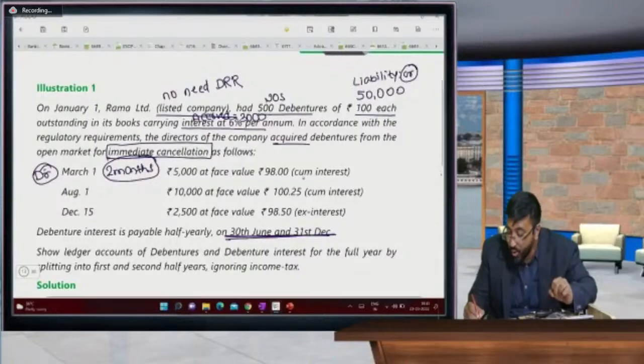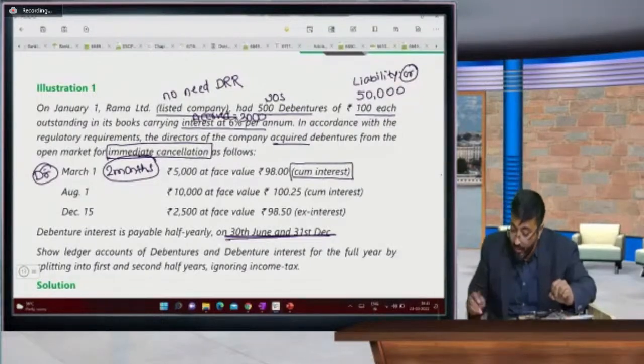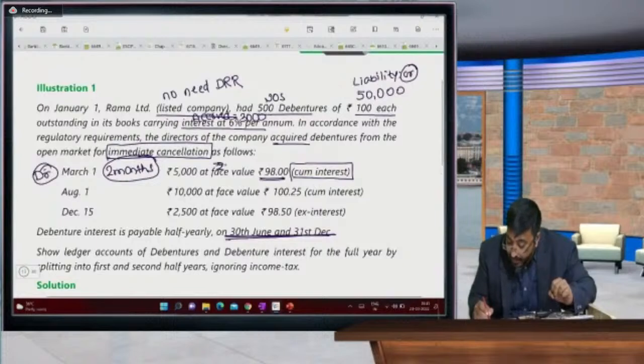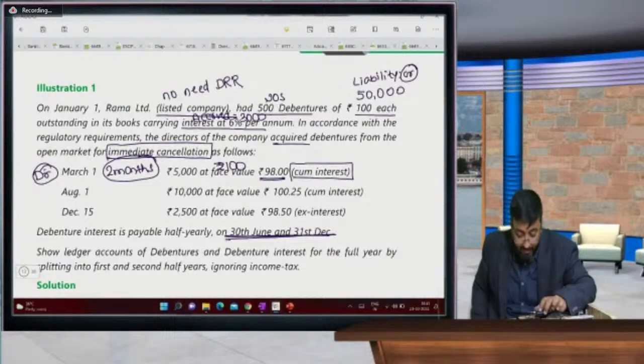Now, what is the concept of cum interest? See, a debenture of 98 rupees. Now the face value is 100 rupees. Remember, face value is always 100 rupees.